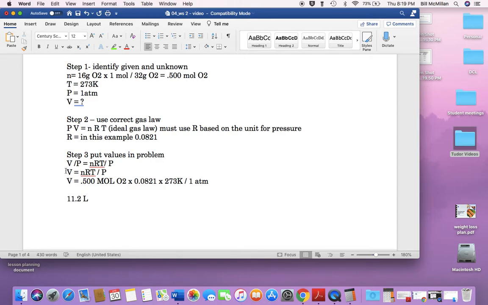And then step 3, you just put the values into the problem. So volume equals 0.500 moles of O2 times your R number times 273 Kelvin divided by 1 atmosphere, and it comes out to 11.2 liters. And like I said, R is liters times atmosphere divided by moles times Kelvin. So that's where the liters come from.